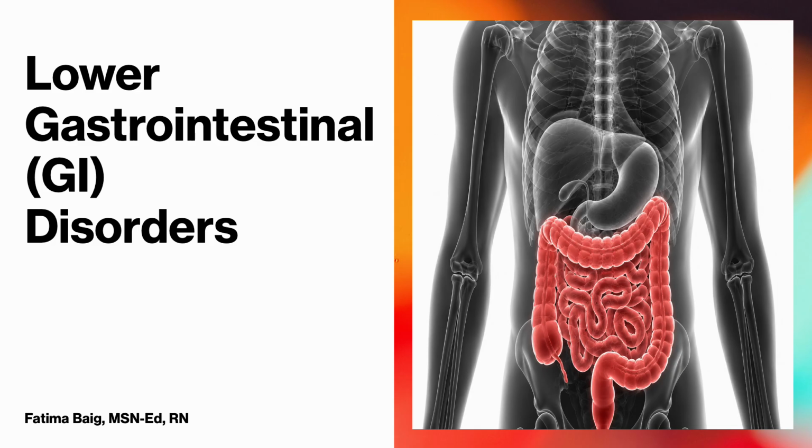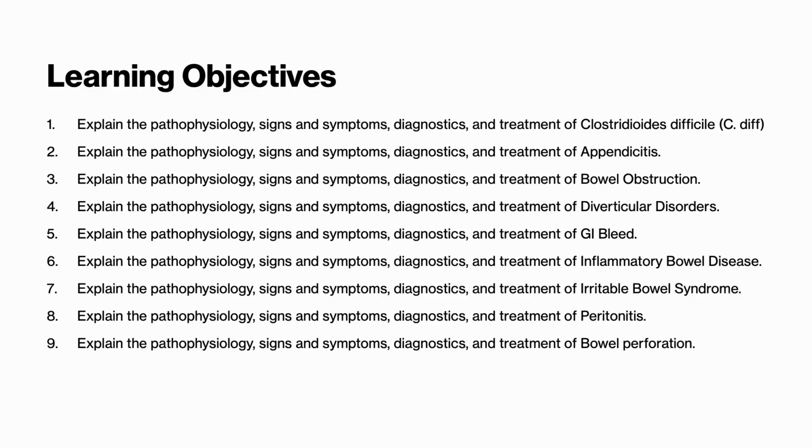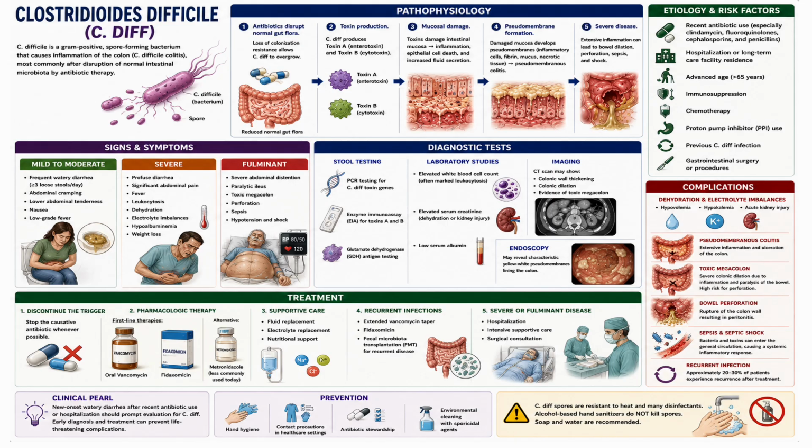In the previous lectures, we covered an overview of the GI system, upper GI, and liver and pancreas. These are the learning objectives for this lesson. These are the disorders that we will cover. So let's start with C.